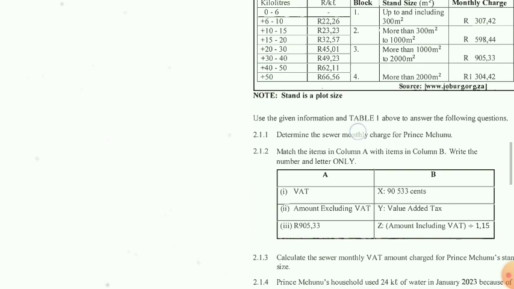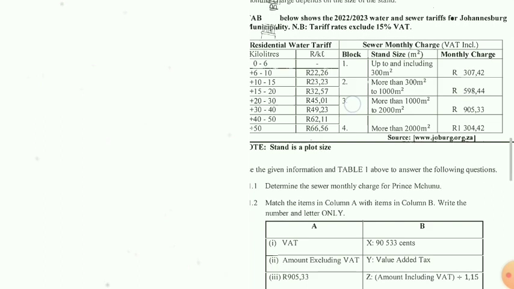Okay, let's begin. Remember, we need 24 kiloliters. Prince Mkunu's household used 24 kiloliters of water in January 2023 because of the wedding celebration. So that's what we charge for. We're going to be charged for 24 kiloliters alone. Not for more than that. Let's go to the table now.